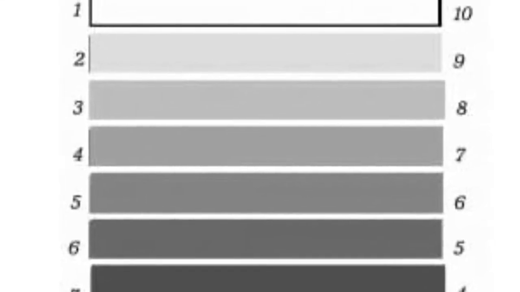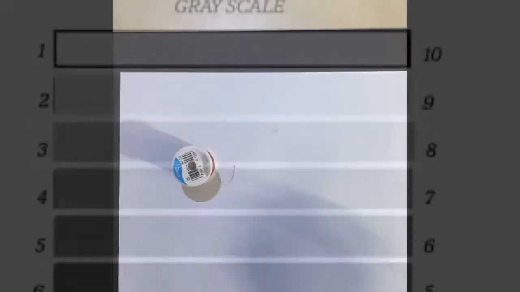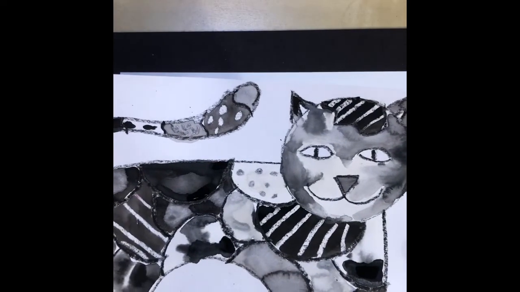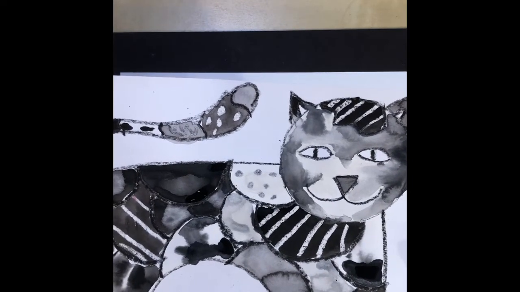This is a basic lesson on value on three-dimensional objects. Okay, 4th and 5th graders, if you want to make this cat, you certainly can. You can watch the other video. On this one, I'm going to make a cone.